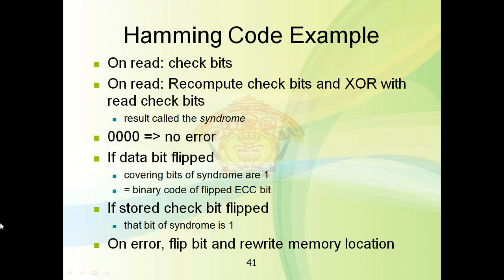So the error will be detected, and you have to correct that bit directly by flipping it once again. On error, flip the bit and rewrite the memory location, so that the error is corrected.